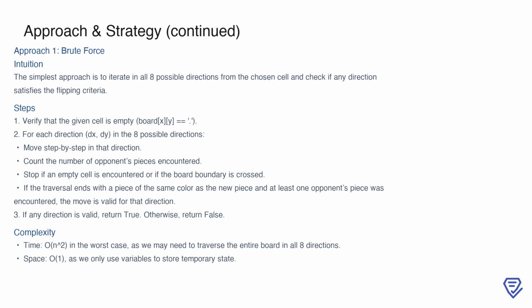One straightforward way to solve this problem is by using a brute force approach. The core idea here is to systematically explore all 8 possible directions from the chosen cell and check whether any of these directions meet the flipping criteria.